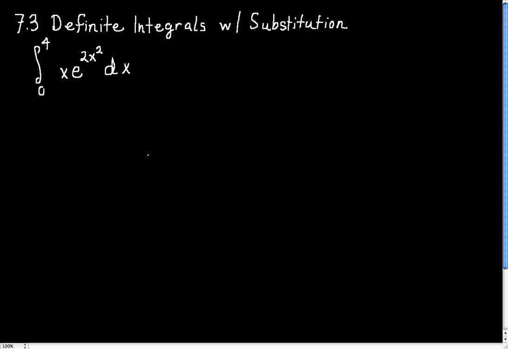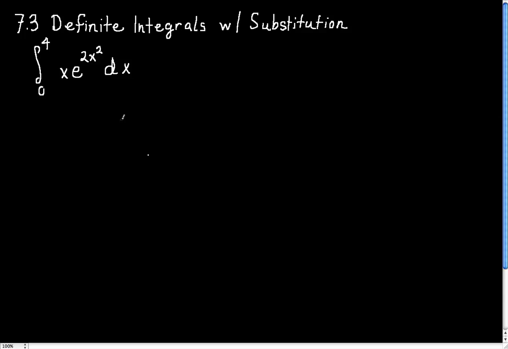Alright, this video is about evaluating a definite integral using integration by substitution. So the example we're going to do today is pictured here. We're going to evaluate the definite integral of x e to the 2x squared dx from 0 to 4.